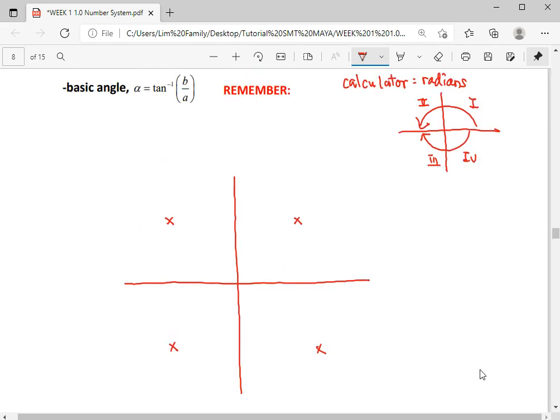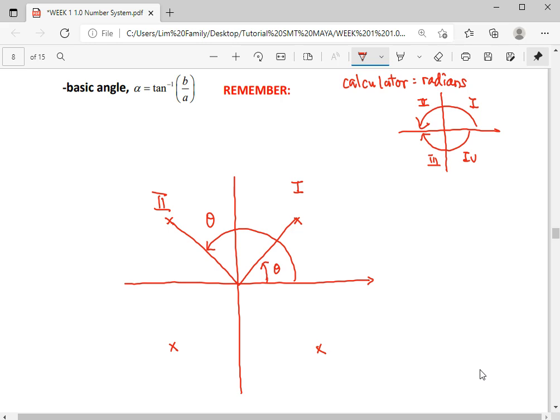So let's say the complex number is in quadrant 1. The angle generated will be like this. Open from the x-axis here, and that will be our angle. If your complex number is in quadrant 2, the angle opens from 0 to this part. So this is our argument for a complex number in quadrant 2.